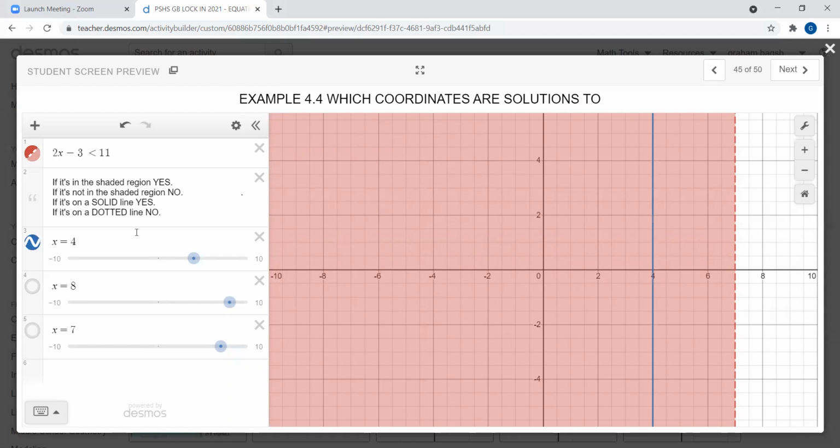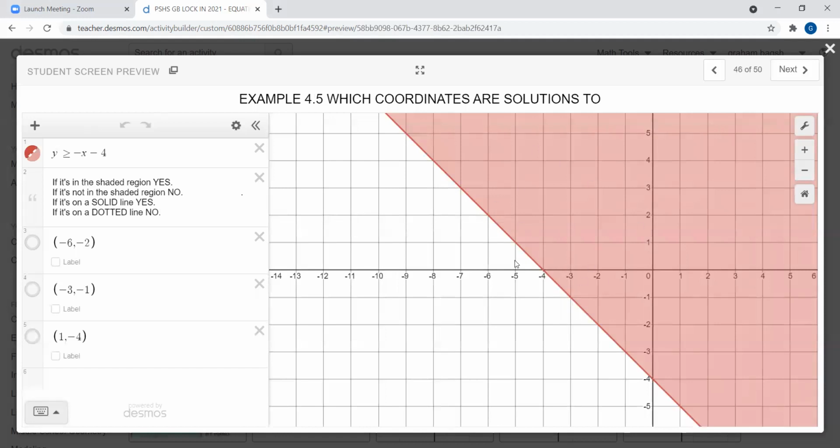So as I type in each answer, notice that the line is in the shaded region, so I would accept it. Notice x equals 8 is not in the shaded region, so I wouldn't accept that answer. And x equals 7, you can see, is exactly on the line, but as it's a dotted line, that means I would not count that answer.